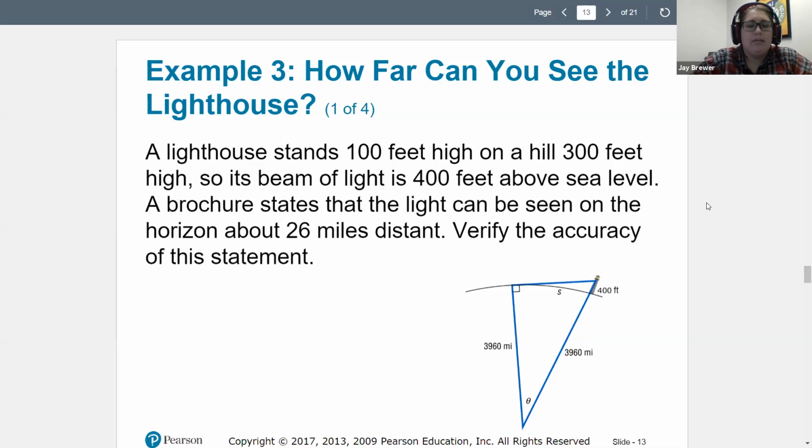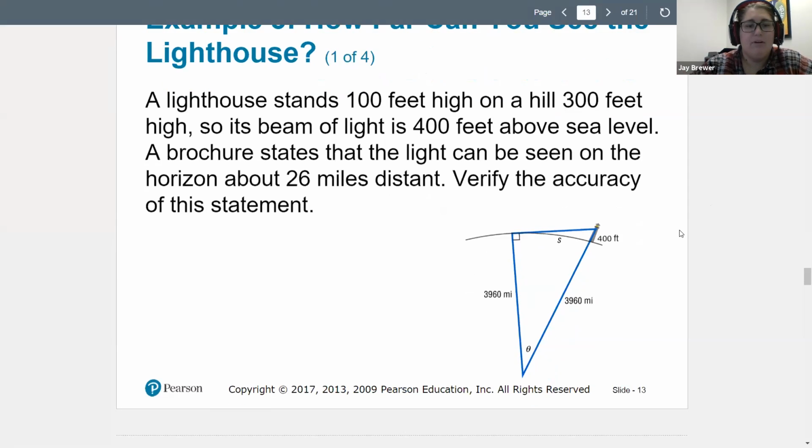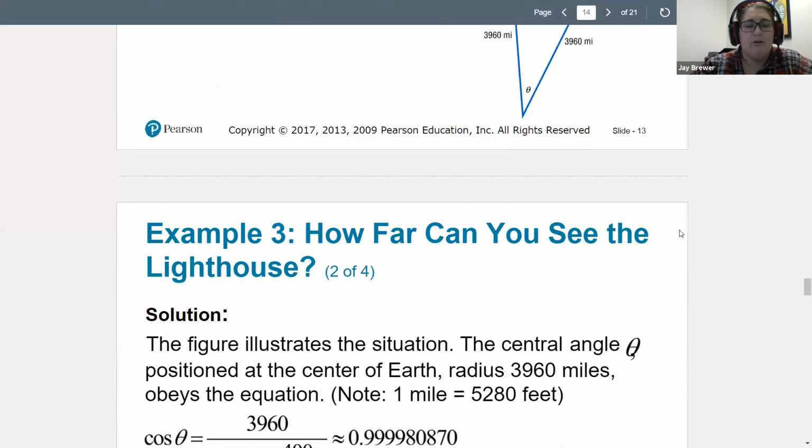A lighthouse stands 100 feet high on a hill that's 300 feet high. So obviously the lighthouse is going to be 400 feet. A brochure states that the light can be seen on the horizon about 26 miles distant. Verify the accuracy of this statement. I don't know about you, but when I read that, I feel like that's fairly significantly far, so I don't know how it's going to turn out.